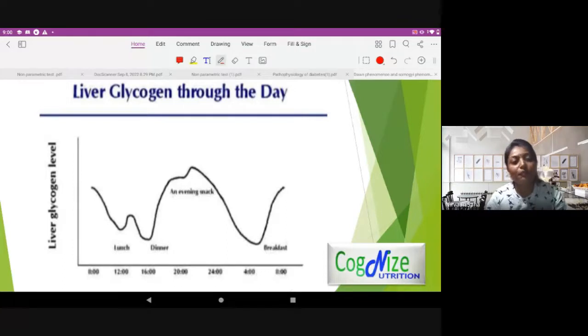Now tell me one thing. You need glucose, right? You have two pathways, glycogen breakdown and gluconeogenesis. Tell me which one is a healthier option for your body?